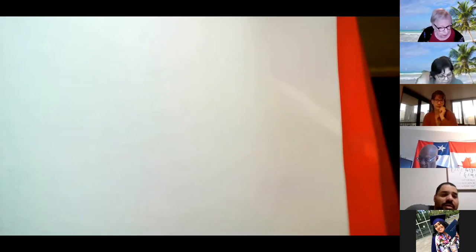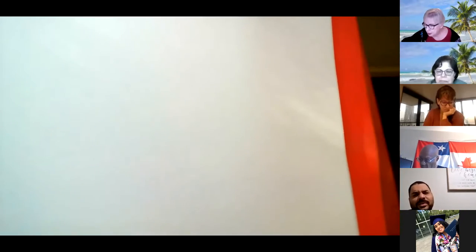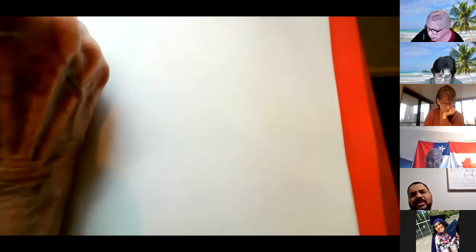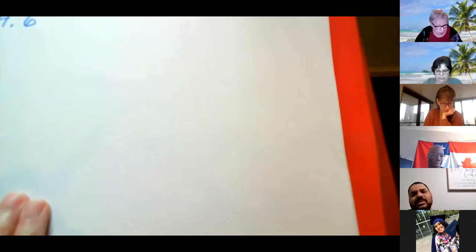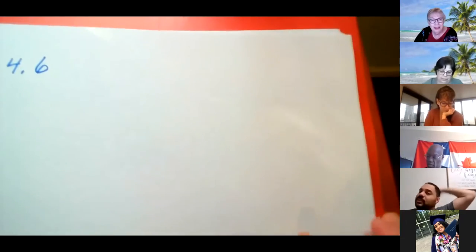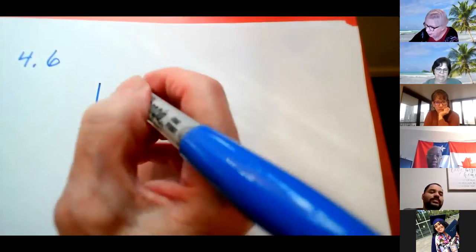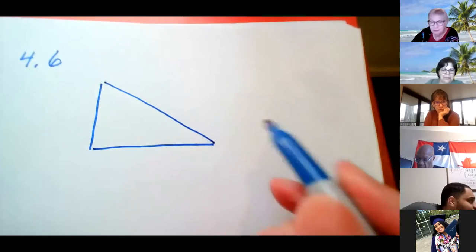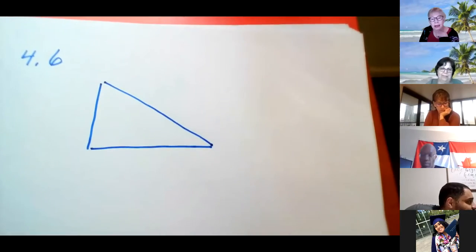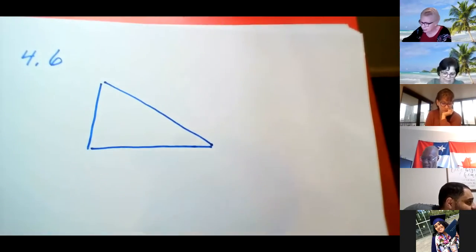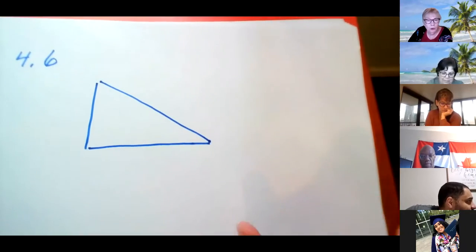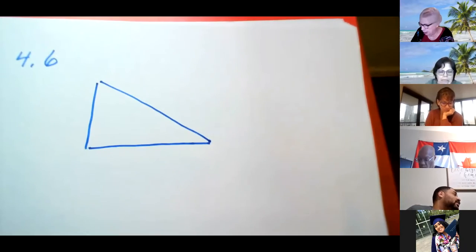So what I want to do next, I want to do 4.6. And this is about square roots. And the interesting thing, well, I always like old classic movies. This idea comes up in an old classic movie about this is the Pythagorean theorem.